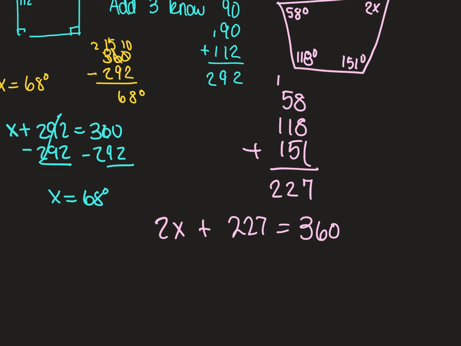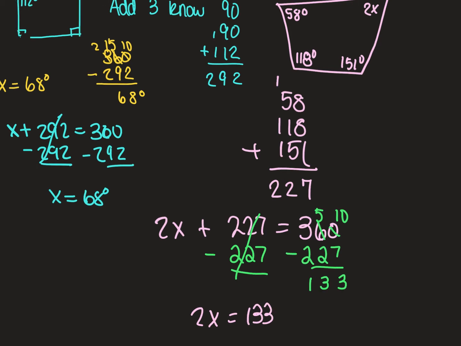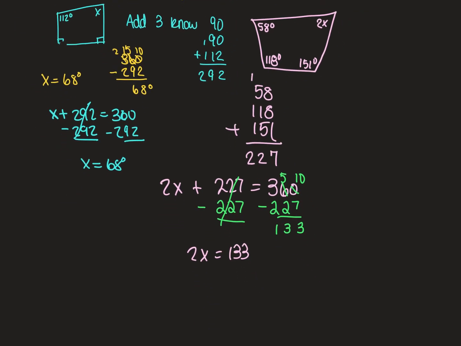First number that I want to get rid of is the 227, so I'm going to subtract 227 from each side. Cross out, what's my answer? I get 133, so then I write 2x equals 133. Now what number do I need to get rid of? I need to get rid of the 2. How am I going to do that? Divide by 2, divide by 2, cross out, what's my answer?